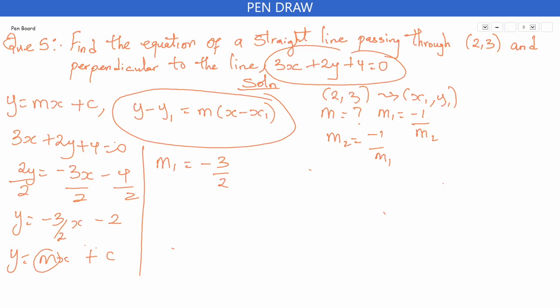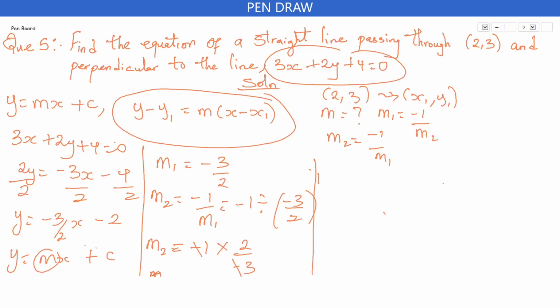But what I need is m2. My m2, the line that is perpendicular, is equal to minus 1 over m1. And that will be minus 1 divided by minus 3 over 2. Then my m2 will be equal to minus 1 multiplied by 2 over minus 3. This will cancel out this, so my m2 will be equal to 2 over 3. Do you understand? So I've gotten my m2.